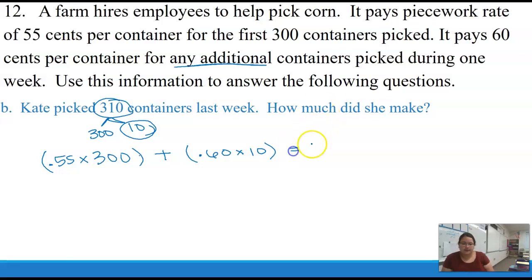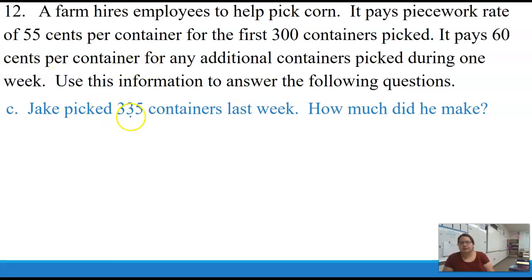And we find out Kate made $171. Okay, our last example. I want you guys to pause the video. I want you to try this on your own and then come back and check your work.